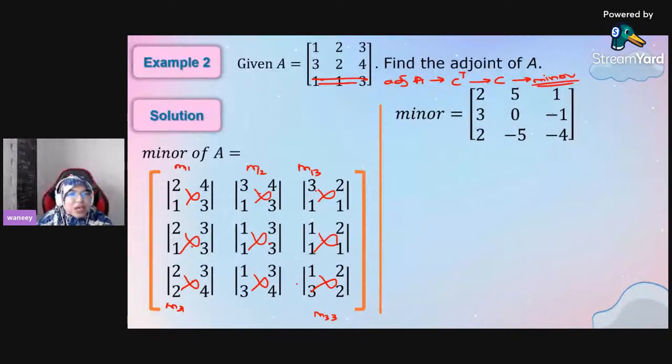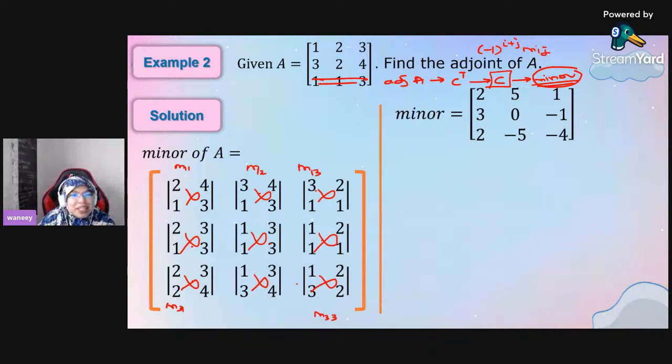Once you have your minor, that means you can easily find your cofactor. What is the formula for the cofactor? That is (-1) to the power i plus j, times Mij. Usually writing them one by one looks rather troublesome, right? So now I give a tip. How can you get the cofactor easily?